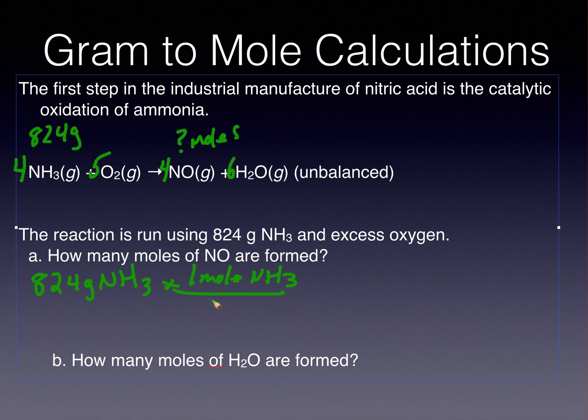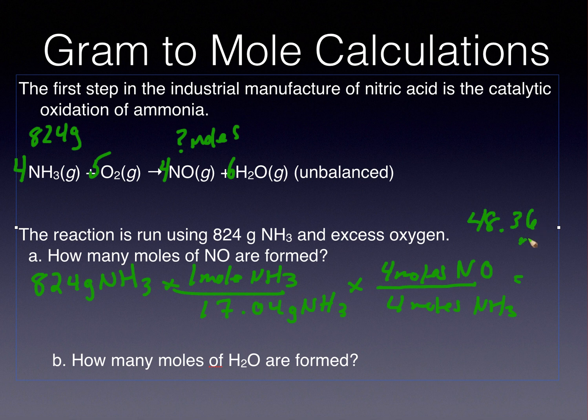Molar mass of ammonia, 17.04 grams of NH3. Now, since we're in moles of NH3, we can now go to moles of NO. So we have 4 moles of NO all over 4 moles of NH3. So we figure this out, and we get 48.36 moles of NO.